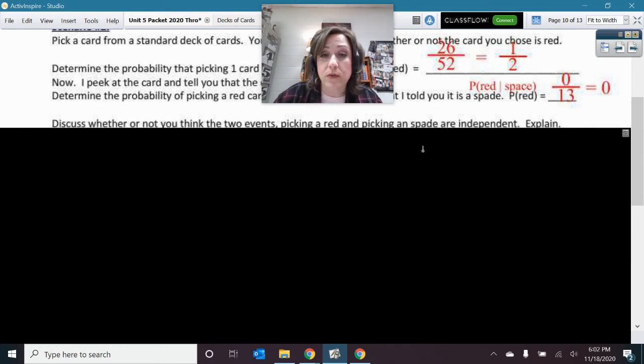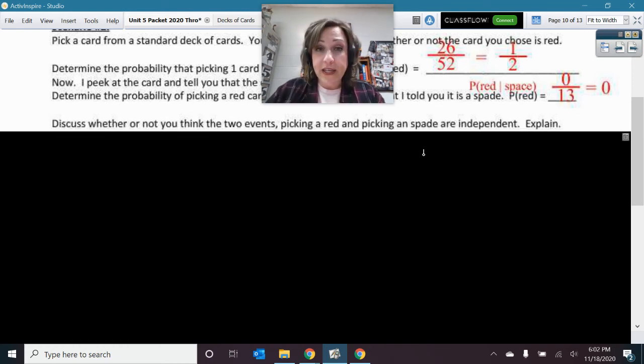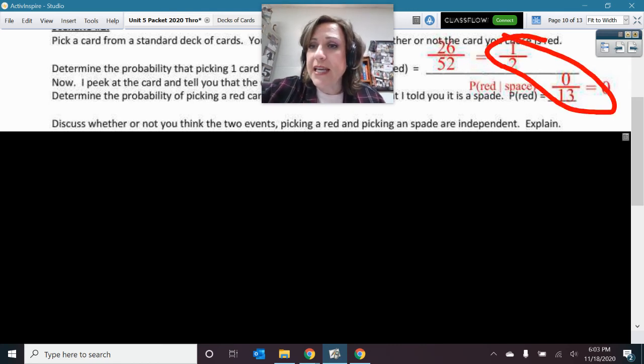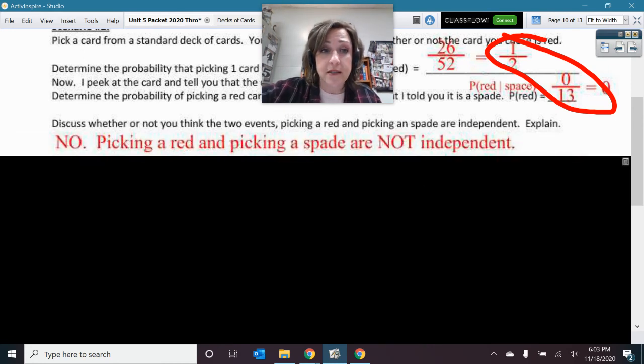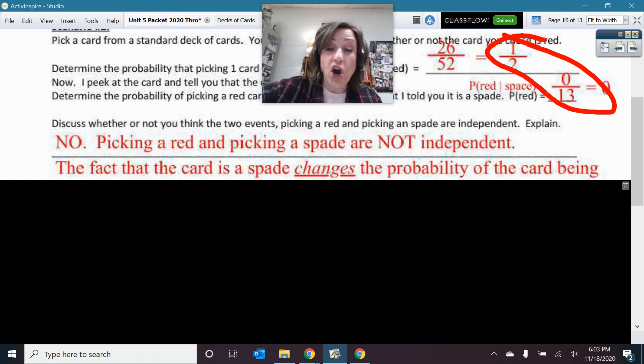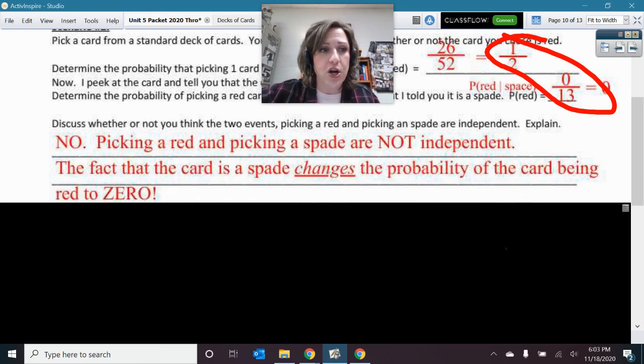So now, are having a red card and having a spade independent? Is the fact that you are one thing going to change the rate or not change the rate? If it's independent, it does not change the rate. Well, what just happened? From here to here, probability went from a half to 0. The fact that you are one thing just changed the probability to 0. Therefore, they are not independent, because the fact that the card is a spade changes the probability of the card being red to 0. Not independent.